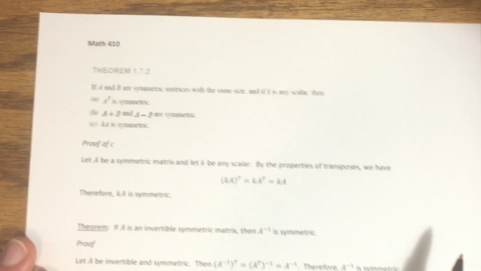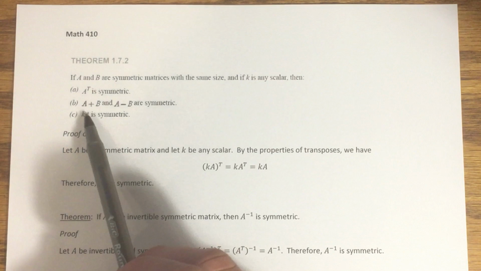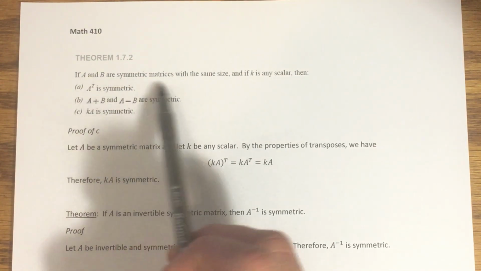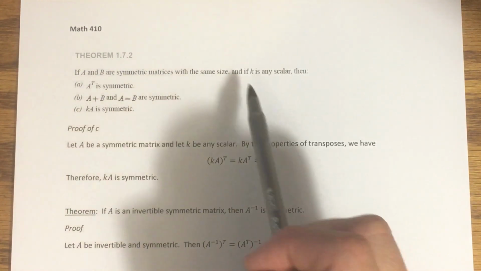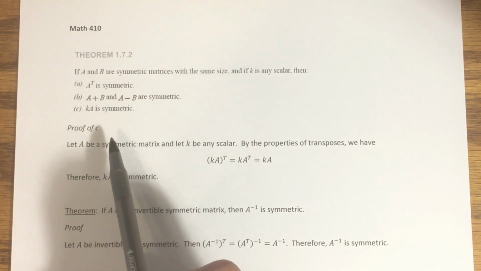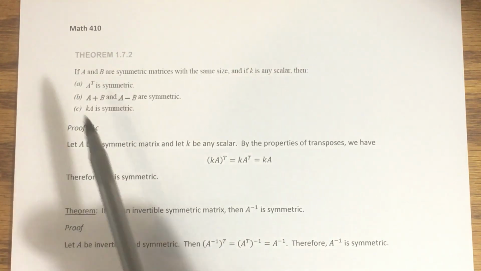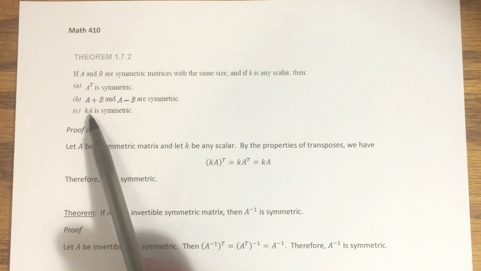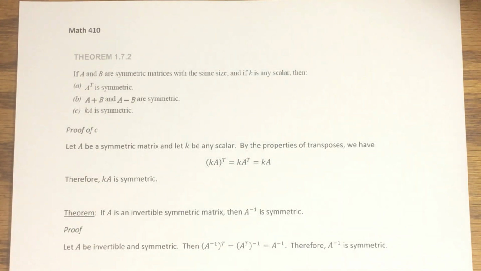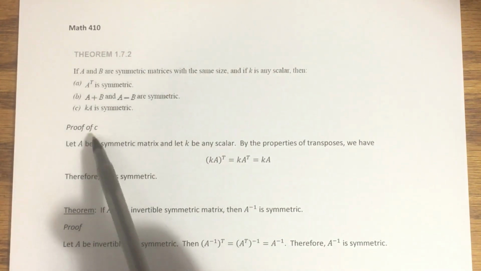So let's talk about a theorem regarding symmetric matrices. There's 3 here to talk about, or 3 properties. If A and B are symmetric matrices with the same size, and if K is any scalar, then A transpose is also symmetric. A plus B and A minus B are also symmetric. And K times A, where K is a scalar, is also symmetric. Okay? These are all very straightforward to prove, but you have to remember you're using the definition of a symmetric matrix in order to prove this.